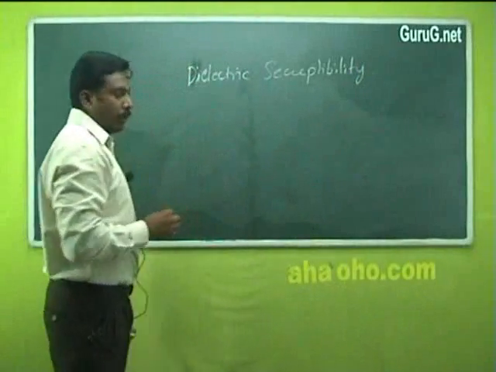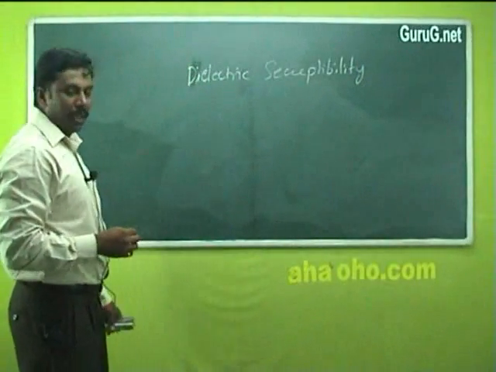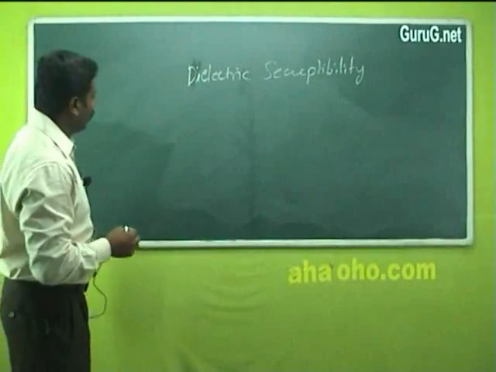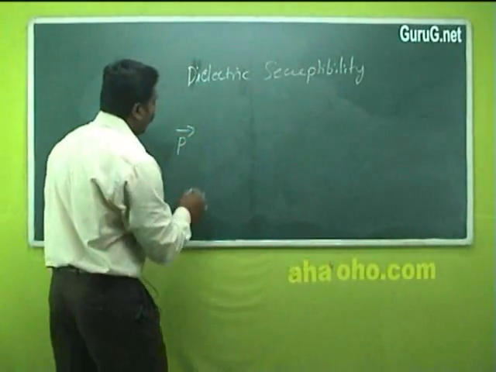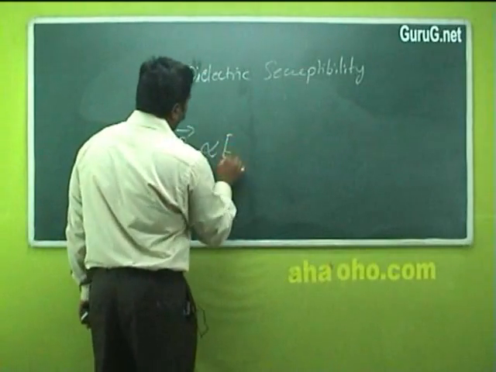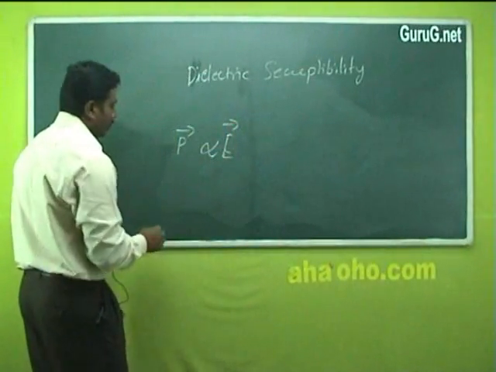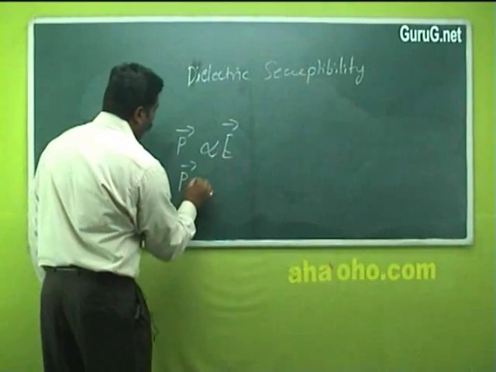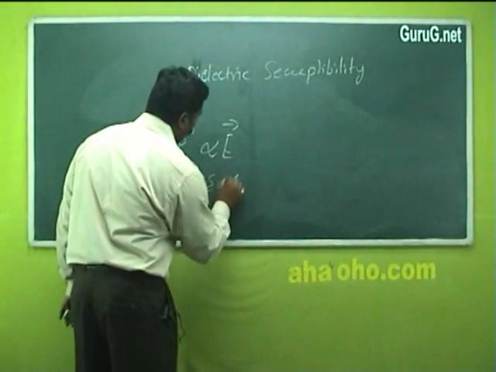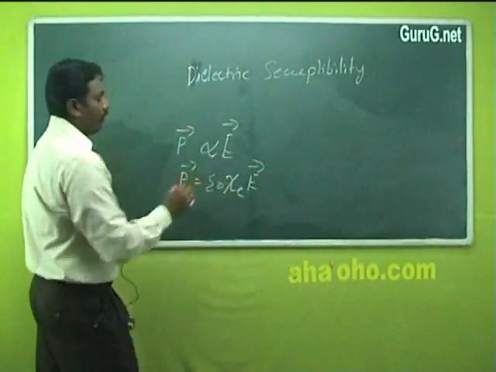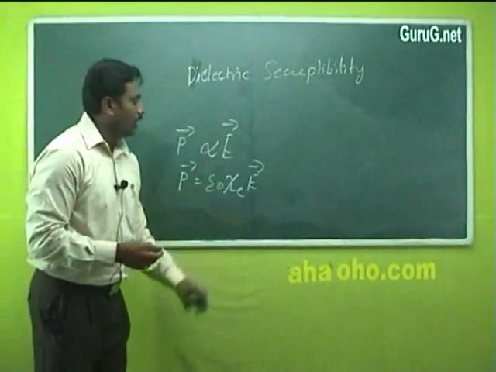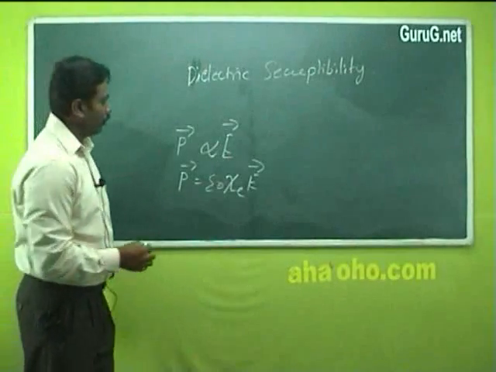Dielectric susceptibility. The dielectric polarization vector P is directly proportional to the field intensity E. Otherwise this can be written as P is equal to epsilon naught chi of E into E, where chi of E is called the dielectric susceptibility.